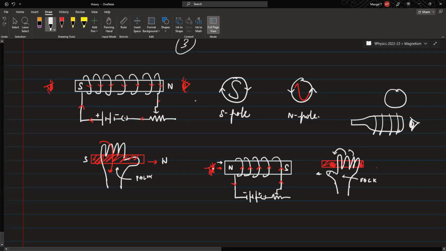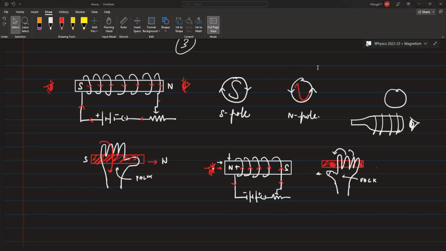So what does the current say? The current is flowing anti-clockwise. So the current is going up on the right side and it is going down on the left side. That's why this is north, and the other side is south. Is that clear to everyone? This is very important for you to identify which end is north and which end is south.